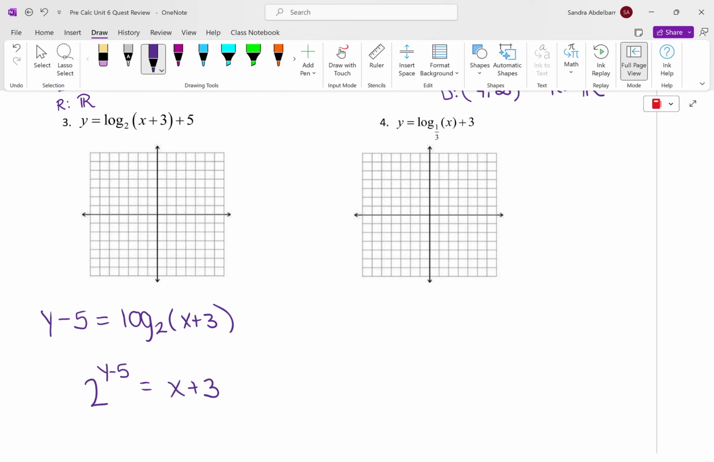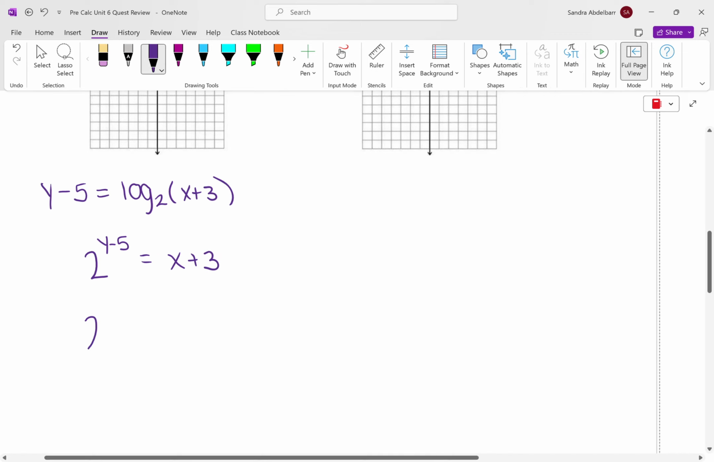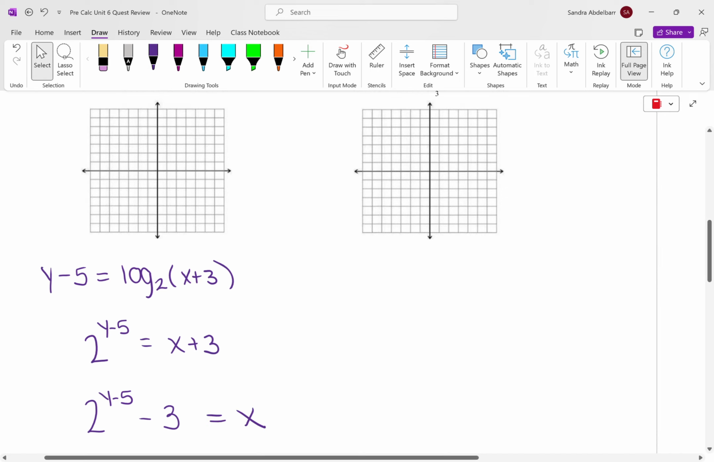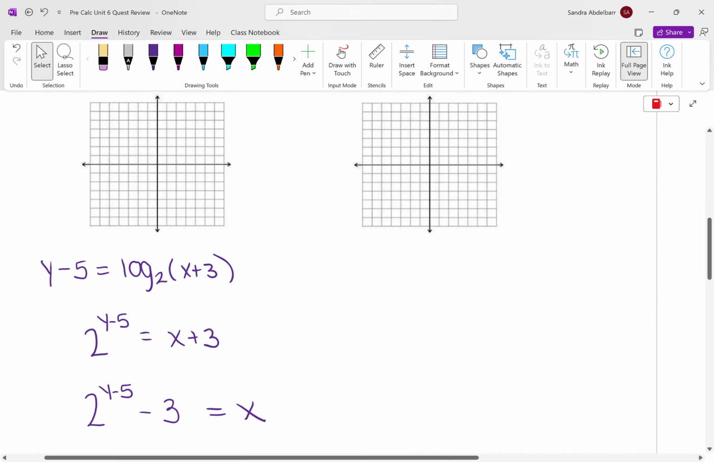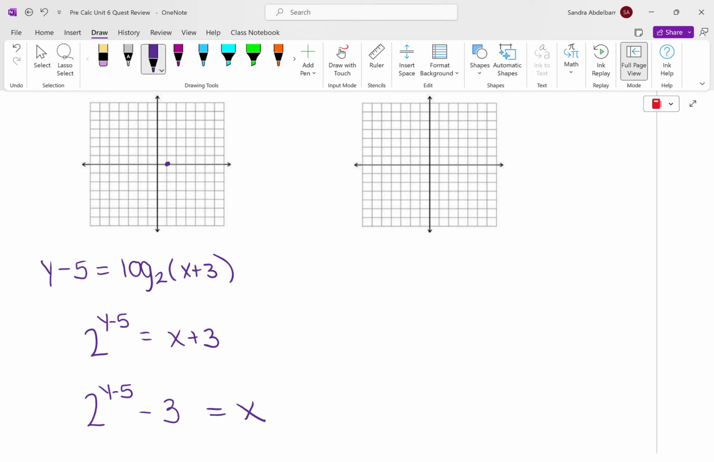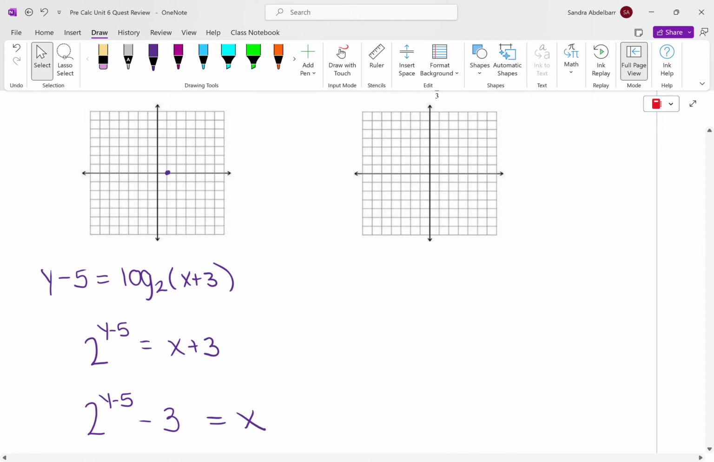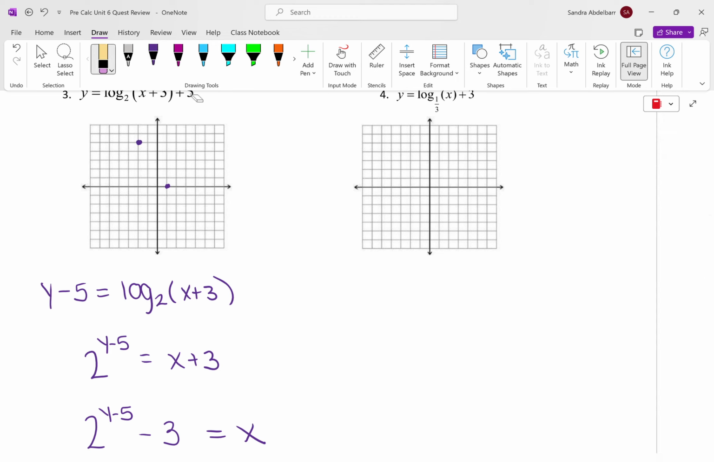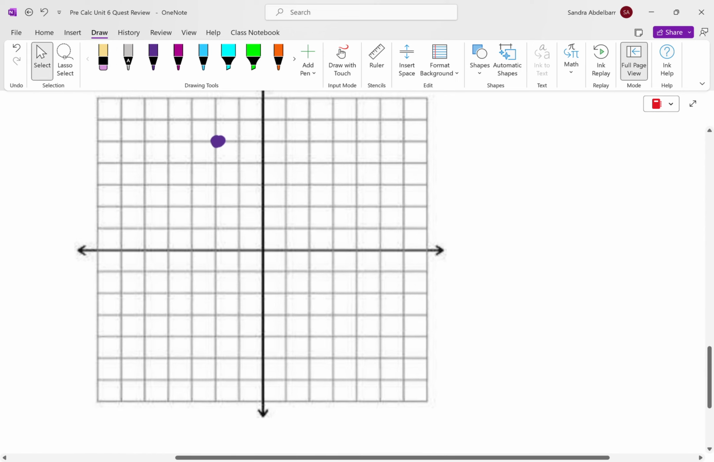Can I leave that plus 3 there? No. Let's move it over. So we're 2 raised to the y minus 5, minus 3 equals x. So my key point for my parent graph is 1, 0. But now I'm shifting. I'm shifting 5 units up, 1, 2, 3, 4, 5, and 3 units to the left, 1, 2, 3. So there is my new key point.